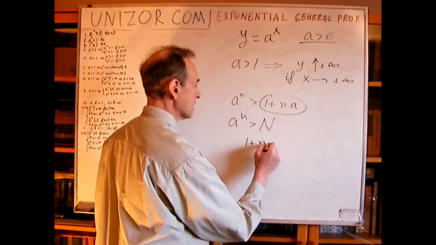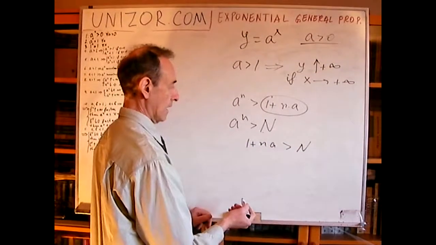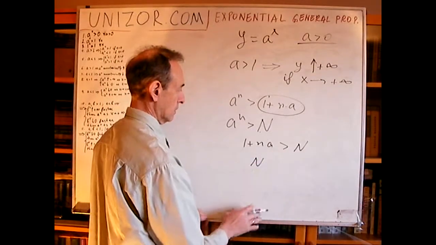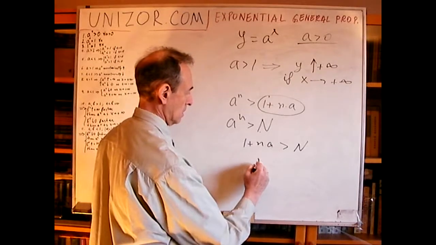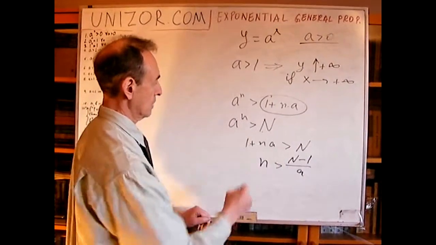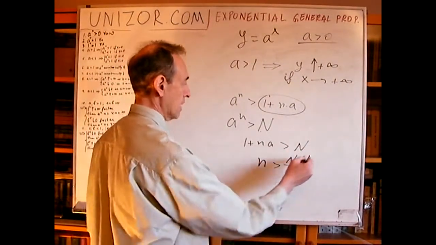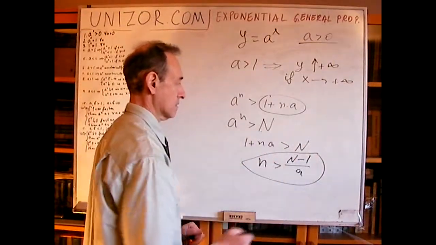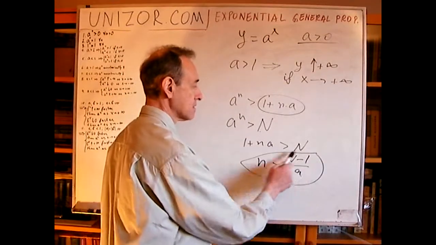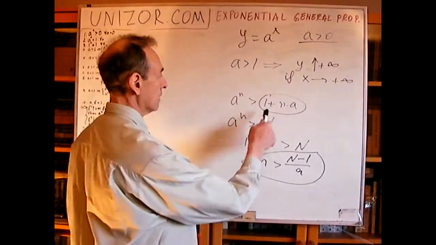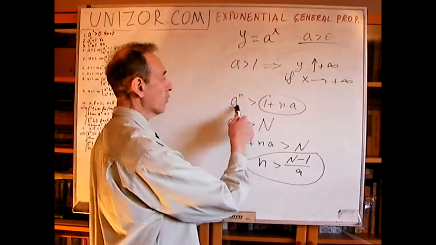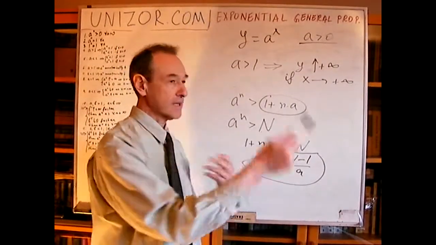Well, let me choose the number n that this thing exceeds N. Now, when will this be greater than N? Well, obviously, if n would be greater than N minus 1 divided by a, right? Minus 1 divided by a. So, as long as I choose any integer number n greater than this number, then 1 plus na would be greater than N, and a to the nth power will be even greater. So it will exceed the number N.